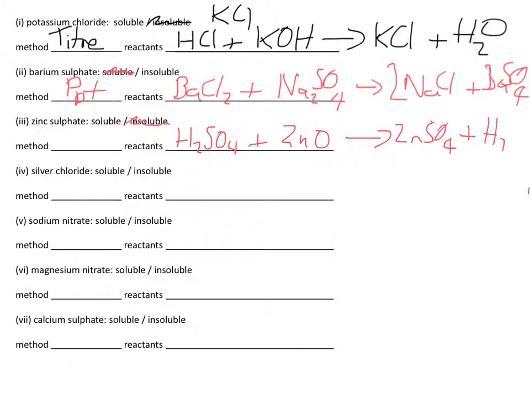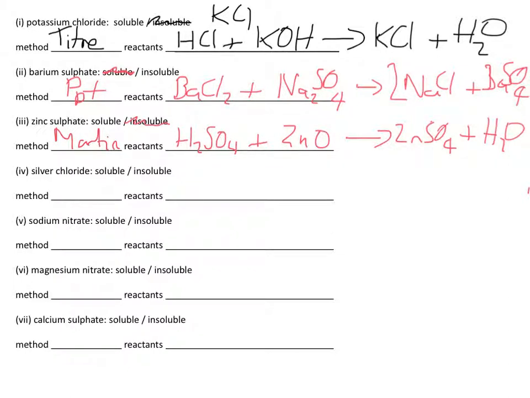So that would produce zinc sulfate and water. We need to decide if the zinc oxide is soluble or not. So go back to your table, and zinc oxide is in fact, like most oxides and hydroxides, insoluble. So for this method we're going to use the Martin method. And please don't use the Martin method in the exam. We're going to use the insoluble base method, but I'm going to stick to calling it Martin.